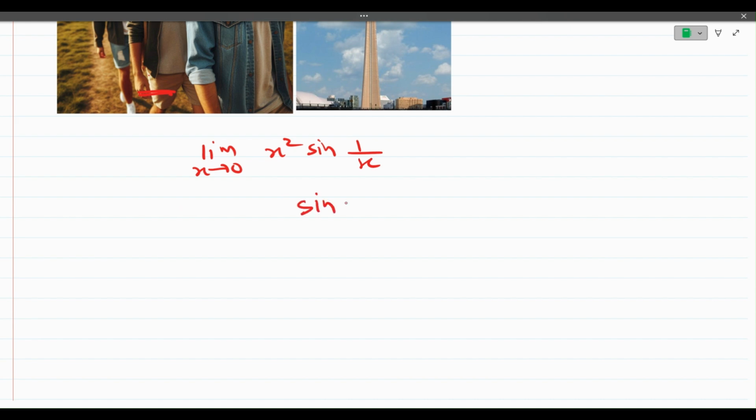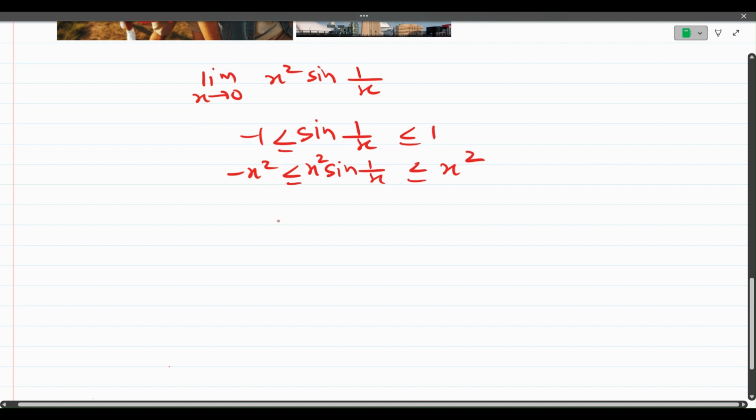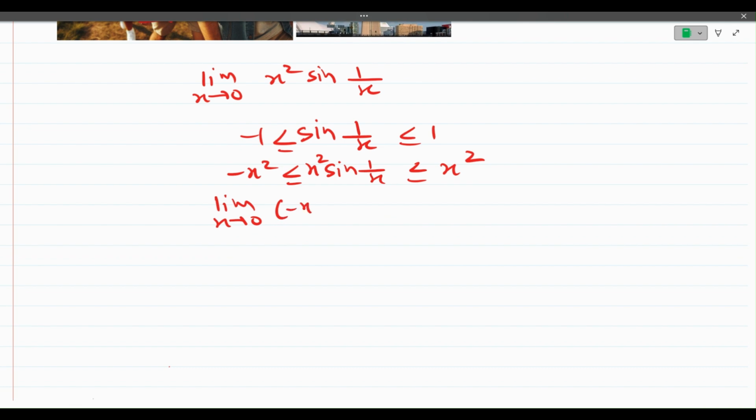So we know that the sine function lies between -1 and +1. And now we multiply x squared to all the expressions. So it gives you negative x squared here, and here also it is x squared. Now we apply the limit as x tends to 0 of negative x squared, the limit as x tends to 0 of x squared sine 1 over x, and the limit as x tends to 0 of x squared.